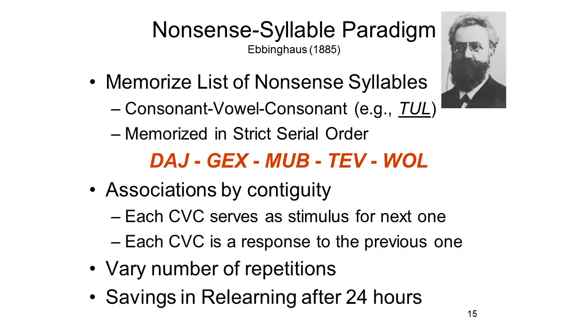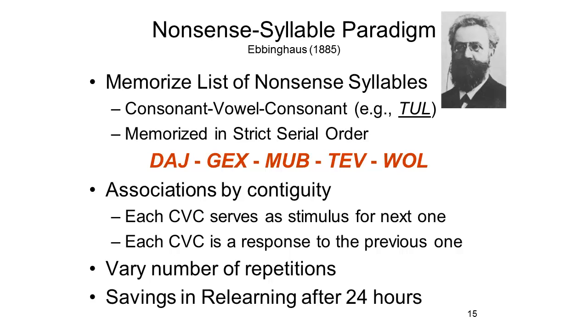And each CVC in the list would be a response to the previous one in the list. In one of his experiments, Ebbinghaus varied the number of times he presented the list for study to his subjects. Some lists were presented just once. Others were repeated several times. Then he let a standard retention interval elapse of 24 hours, and then he presented the list again and asked the subject to memorize it again to a criterion of 1 or 2 perfect repetitions.